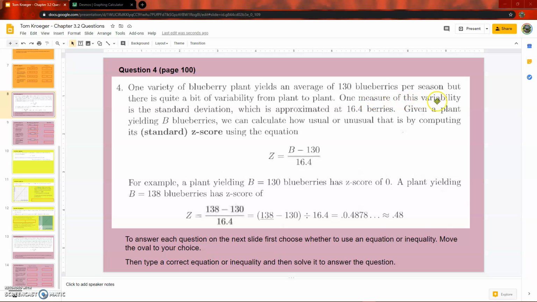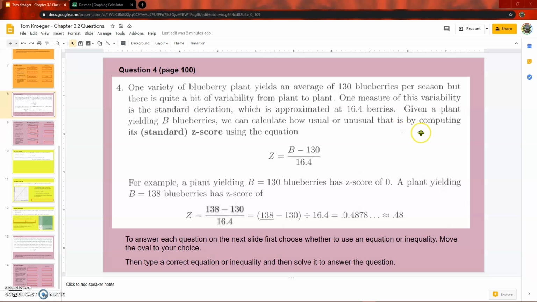So one measure of this variability is what's called the standard deviation. And for these plants, it's approximated to be 16.4 berries. And in this case, we can have a fraction of an actual berry because what we're talking about is how far off from that 130 are most plants. Most plants don't get any farther out than 16.4 on either side of 130. So 146 or 114, roughly speaking.